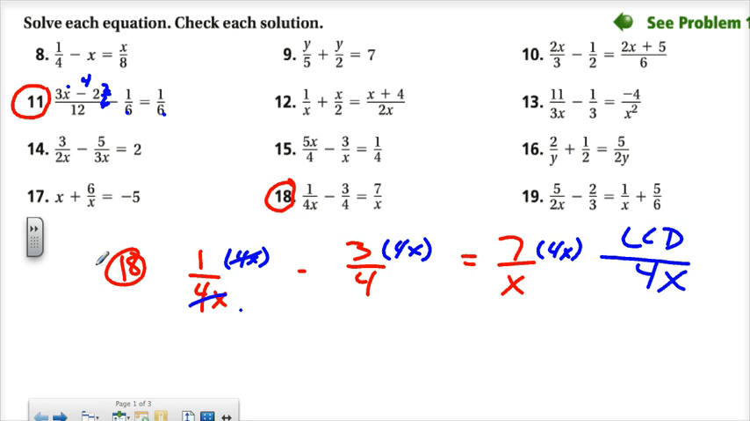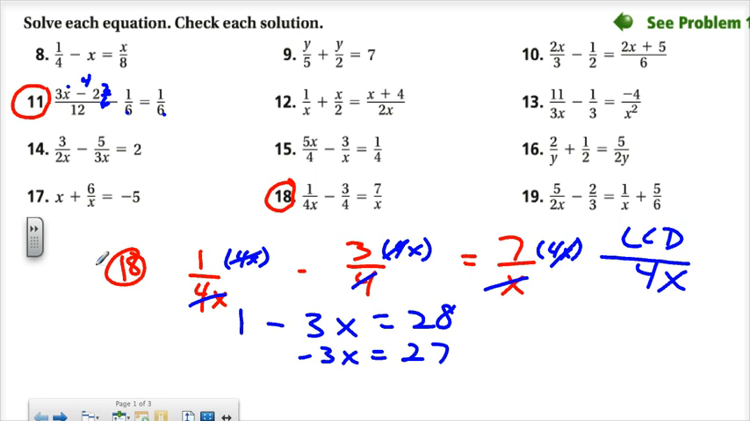Here, they're going to drop out and we'll get a 1. Here the 4s will drop out and we'll get minus 3x. And in this one the x's will drop out and we will get 28. So we'd subtract 1 from both sides and negative 3x would equal 27. We would divide by negative 3 and we would get negative 9 for our solution.